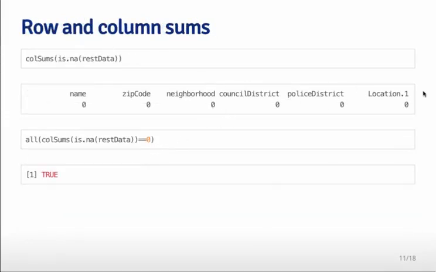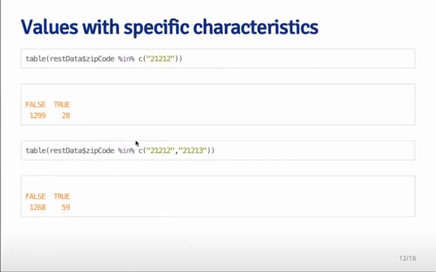Another thing that you might want to do is take sums. For example, you might want to take sums across columns or across rows. You can do that with the colSums and rowSums commands. So here I'm going to take the column sums of is.na applied to the entire data set. I've applied is.na to the data set, and that will be TRUE whenever there's an NA value and FALSE whenever there isn't one. Then I take the sum down every column of that variable, and I see that there are 0 NA values for every single variable in this data set. Then I can apply all to the column sums and show that all of them are equal to 0. In other words, there are no missing values in this data set.